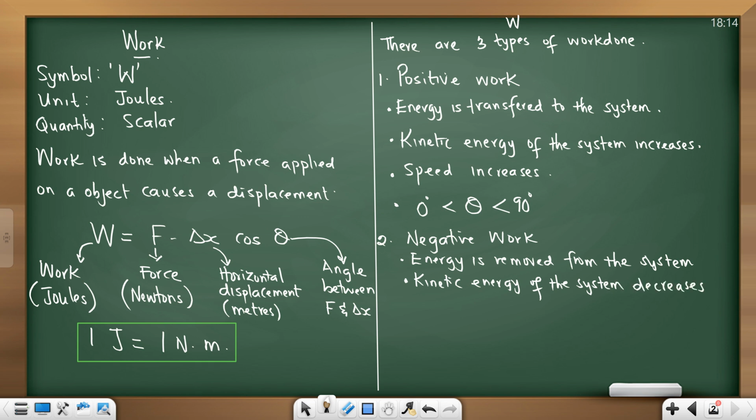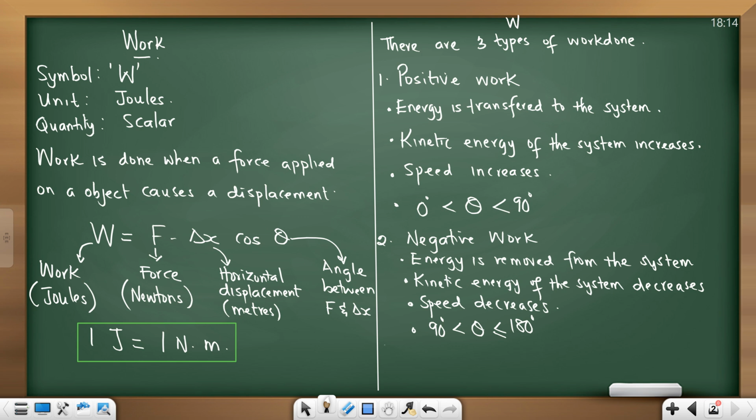And if the kinetic energy decreases, what are we saying? The speed decreases. And when will this happen? When theta is between 90 degrees and what? 180. Inclusive of 180. Where does that take you? That takes you to the second quadrant. And what's happening? Cos is what? That's where the negative work comes from.